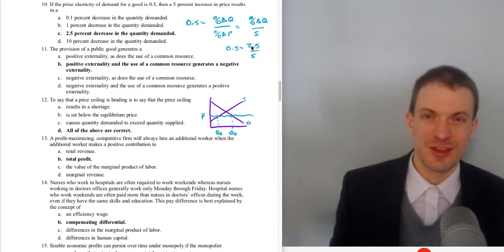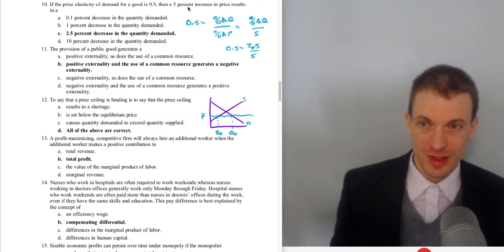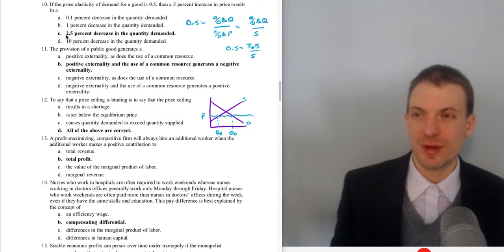Oh, I didn't sign this. Of course, it's got to be a sign, because price elasticity of demand, actually, this should be in absolute values. So I should have absolute values here. But of course, it's going to be a 2.5% decrease in quantity demanded. Provision of a public good generates a positive externality. Use of a common resource generates a negative externality.